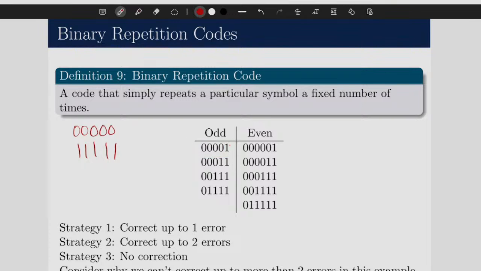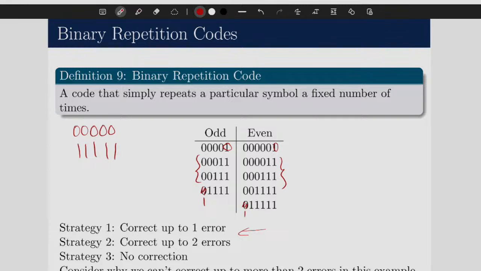So then I would say, okay, well, let's make that a 0 then, right? And then same with this code word here. We can just convert this 0 into a 1, right? And same with this even side, we can convert. And that's basically strategy 1. Correct up to one error, and then we're going to call everything else just invalid. We don't know what that is. That's just wrong.